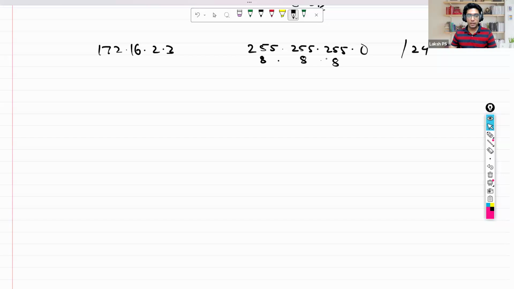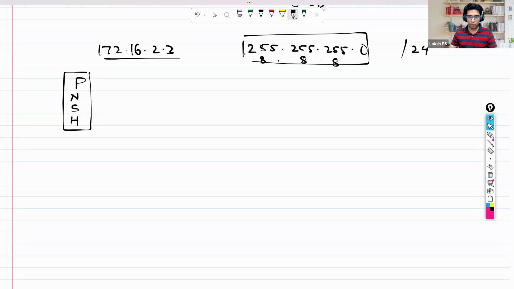8.8.8. Now the question is, find out the total number of p bits, total number of network bits, total number of subnet bits, and total number of host bits. This is what we have to find out with this IP address and the address mask combination. Okay. So p bits mean total number of ones. And we know that the total number of ones includes your network bits and your subnet bits both.